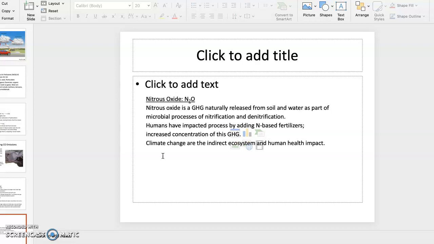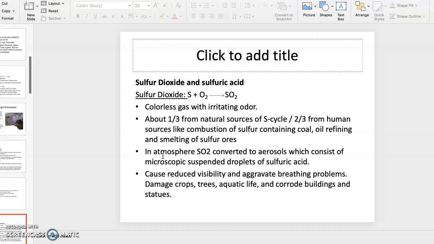Nitrous oxide, this is another big pollutant. It's going to be naturally released from the soil and water as a part of the microbial process of nitrification and denitrification. If you need to, go back and look over those concepts. And humans are impacting it by adding nitrogen-based fertilizers, so at a high rate, it's creating issues. And climate change is an indirect ecosystem effect, and it's creating a huge human impact.